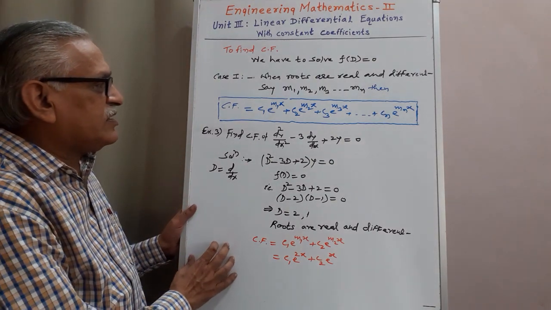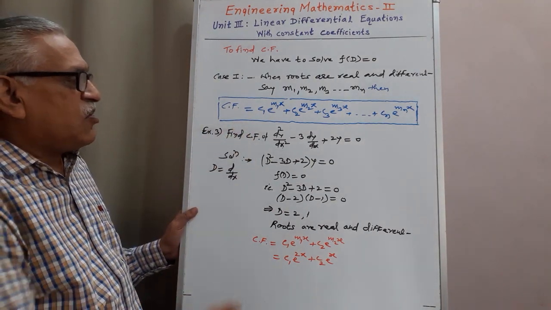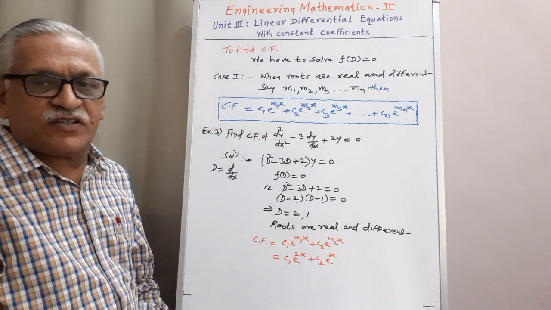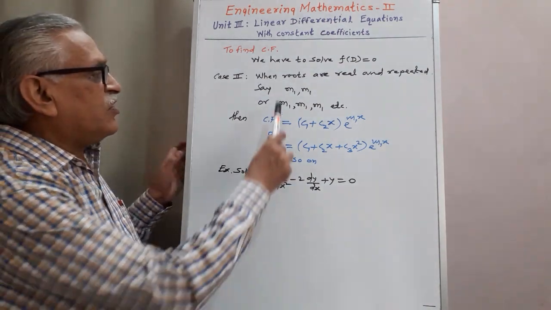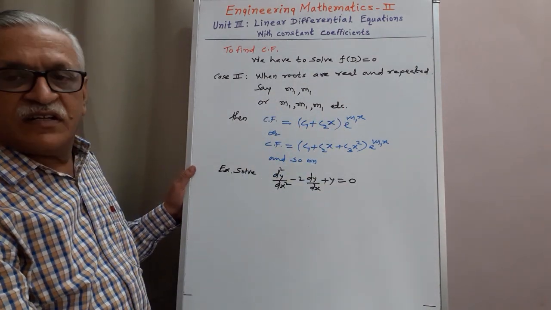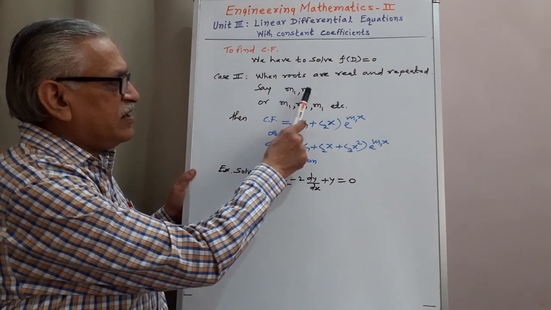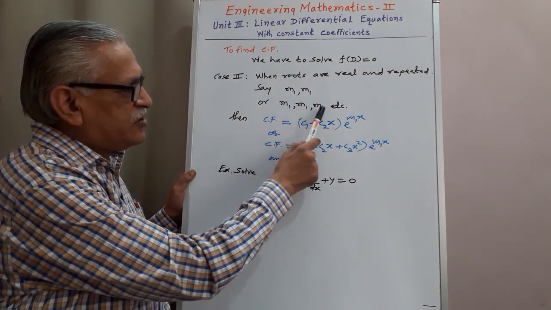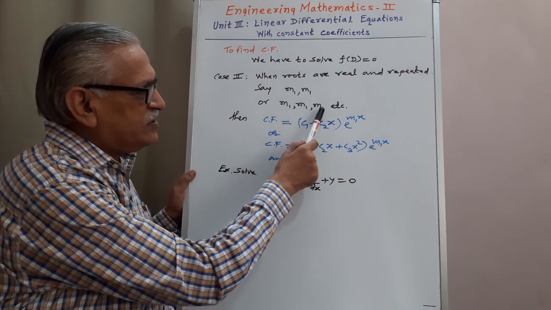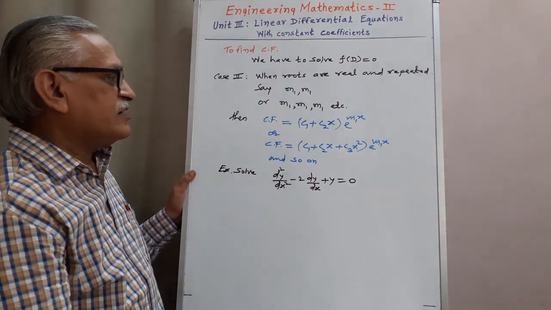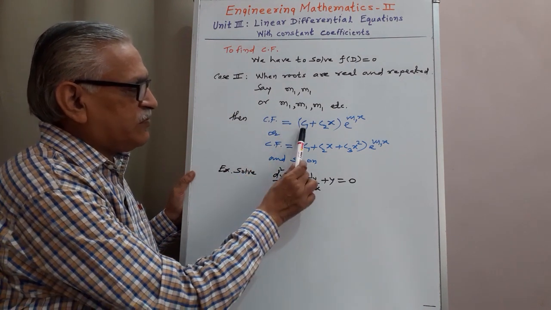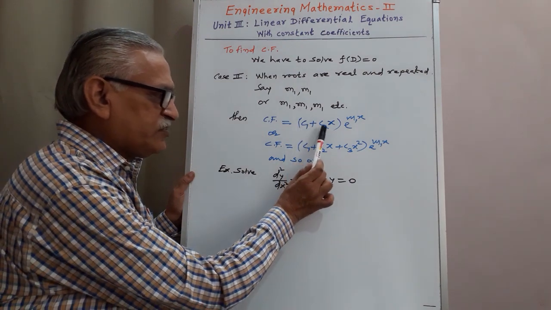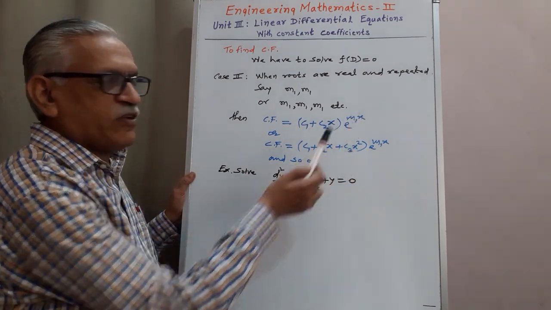Therefore, with these three examples, I explained how we can obtain the complementary function when the roots are real and different or distinct. Case 2, when roots are real and repeated. Say m1, second root is also m1, or if there are three roots, first m1, second also m1, third m1, etc. Then the complementary function is given by, for two repeated roots, c1 plus c2x into e raised to m1x.